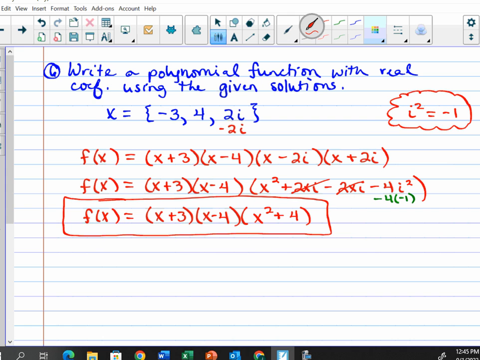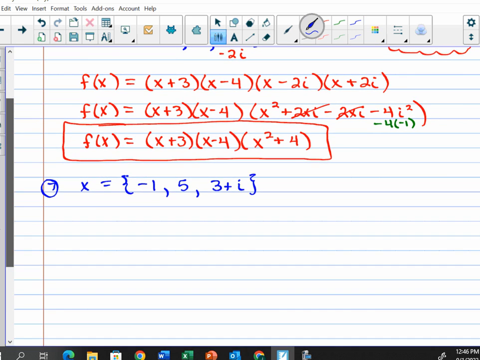Questions on that one? All right, let's try another one. Same directions, different solutions that you're starting with this time. We've got -1, 5, and then 3 plus i. So I'm going to walk you through this one too, because this is a little different.